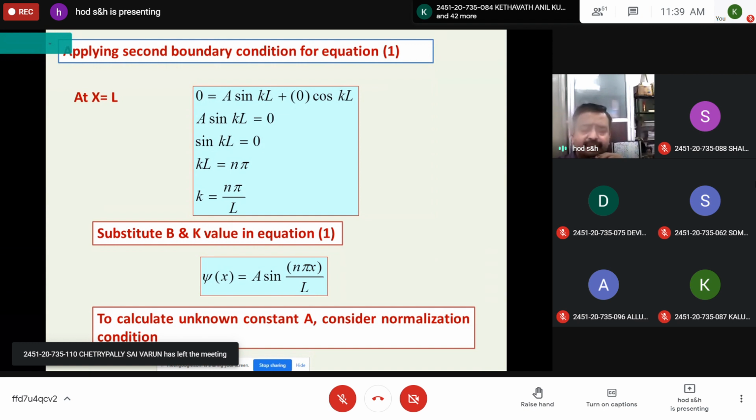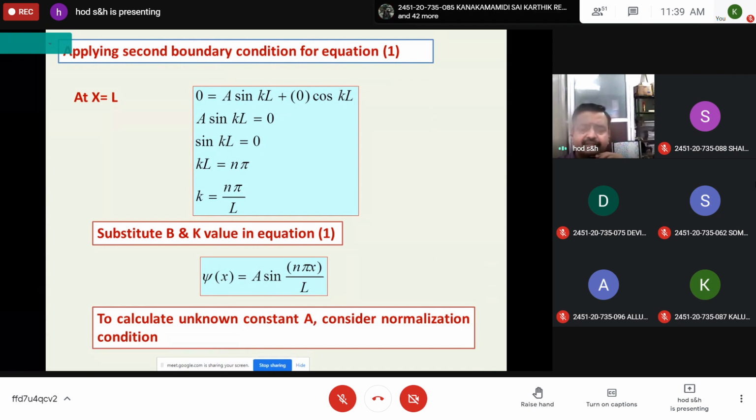But A should not be equal to 0, because already B is equal to 0. So A sin kL is equal to 0 and A is not equal to 0. Therefore, sin kL is equal to 0, or kL is equal to nπ, or k is equal to nπ/L.